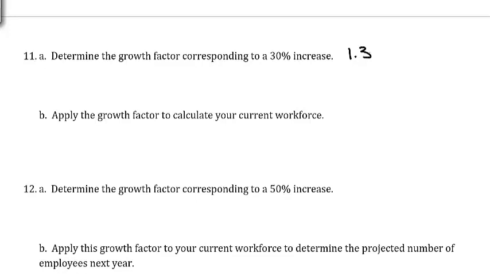Well, that would be 1.3. Apply the growth factor to calculate your current workforce. 100 times 1.3 would be 130.